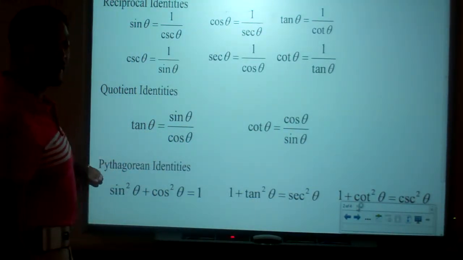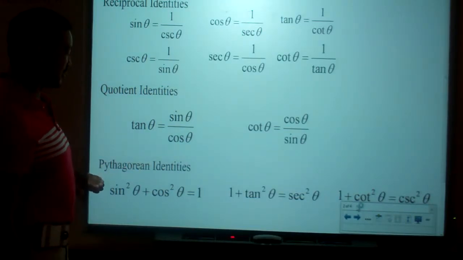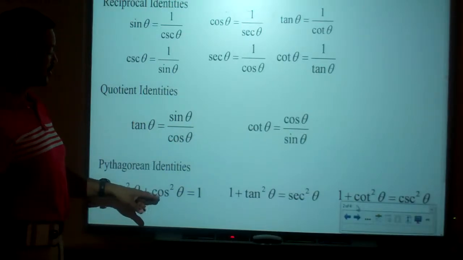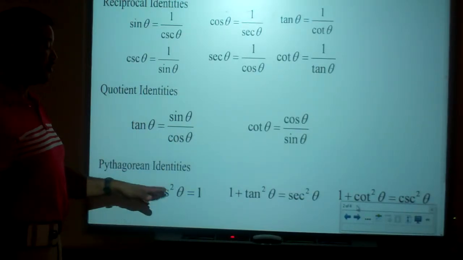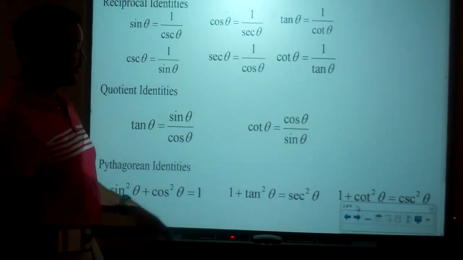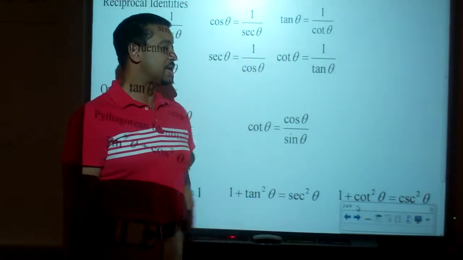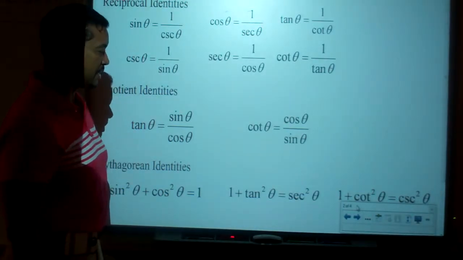And then we have our Pythagorean identities. These are going to be very important to you, because you've got to be able to see these in many different ways. Sine squared plus cosine squared equals 1. And you can rearrange these to be what you need it to be. 1 plus tangent squared theta is secant squared theta, and 1 plus cotangent squared is equal to cosecant squared theta.